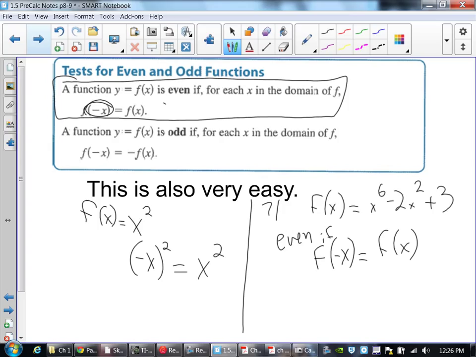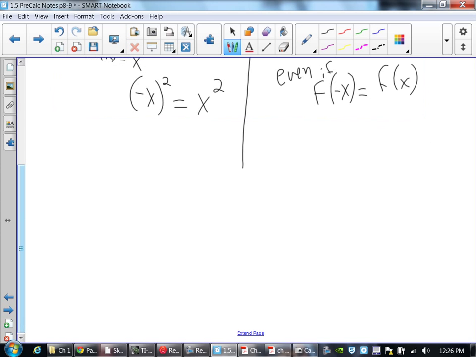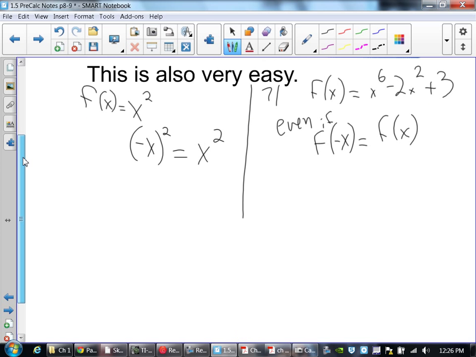You're shaking your head. Why are you shaking your head? Because you say f(x) is negative. No, I said f of negative x. Oh, okay. So if I take this, parentheses negative x to the 6th minus 2 parentheses negative x squared plus 3.